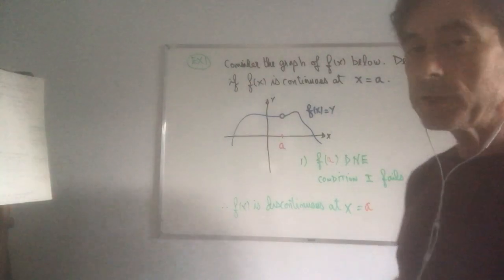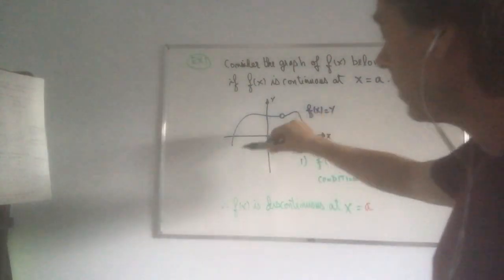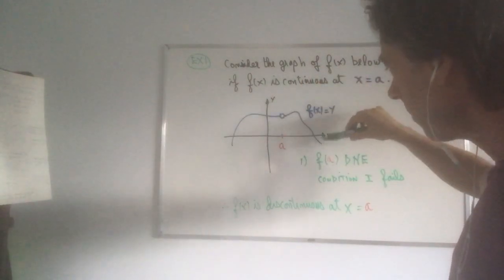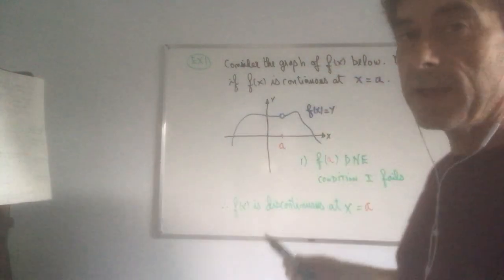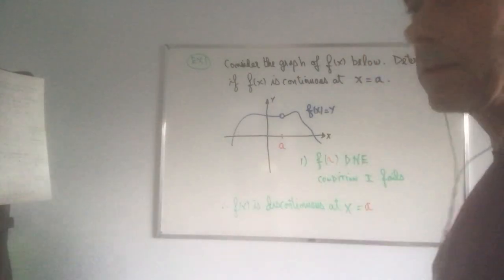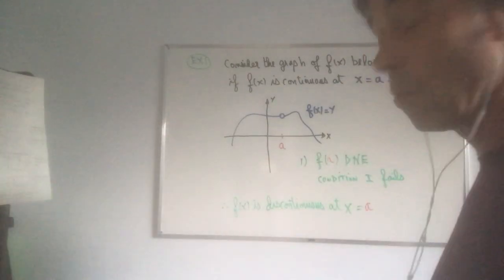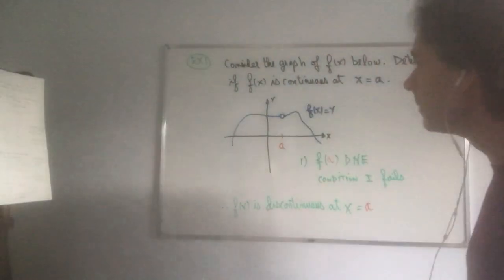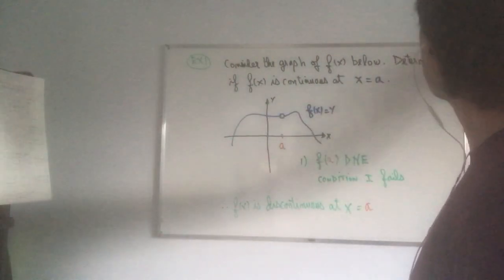So our intuition that I had to actually lift my marker from the whiteboard to continue sketching the graph of f of x at the point A, making the graph discontinuous, that intuition is verified by the definition, by condition 1 of the definition. Good. We'll try another example. So let's get rid of this.